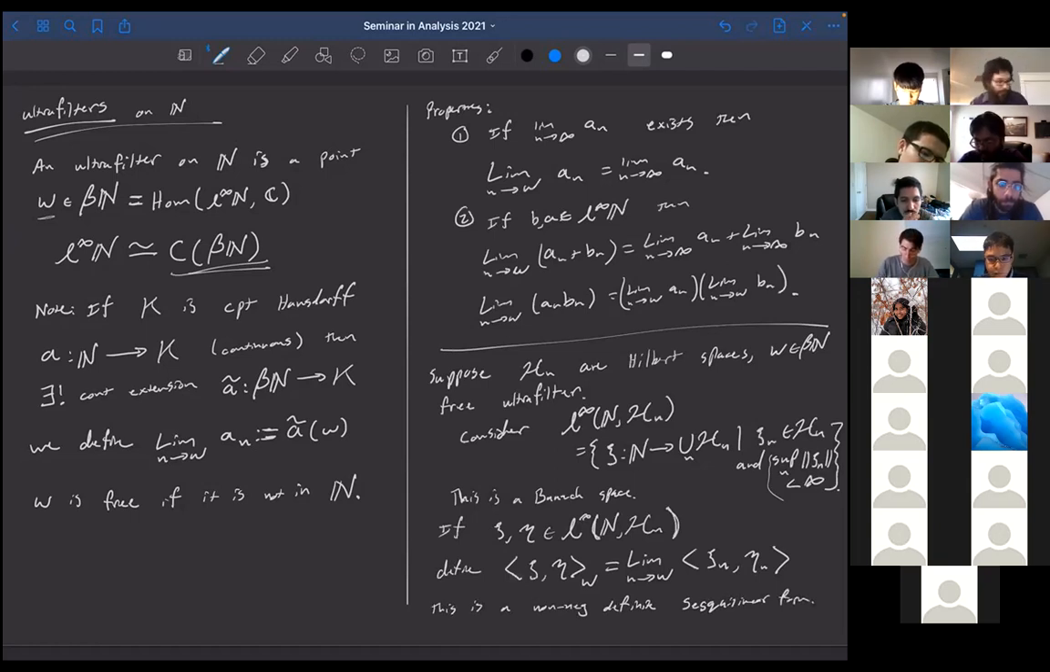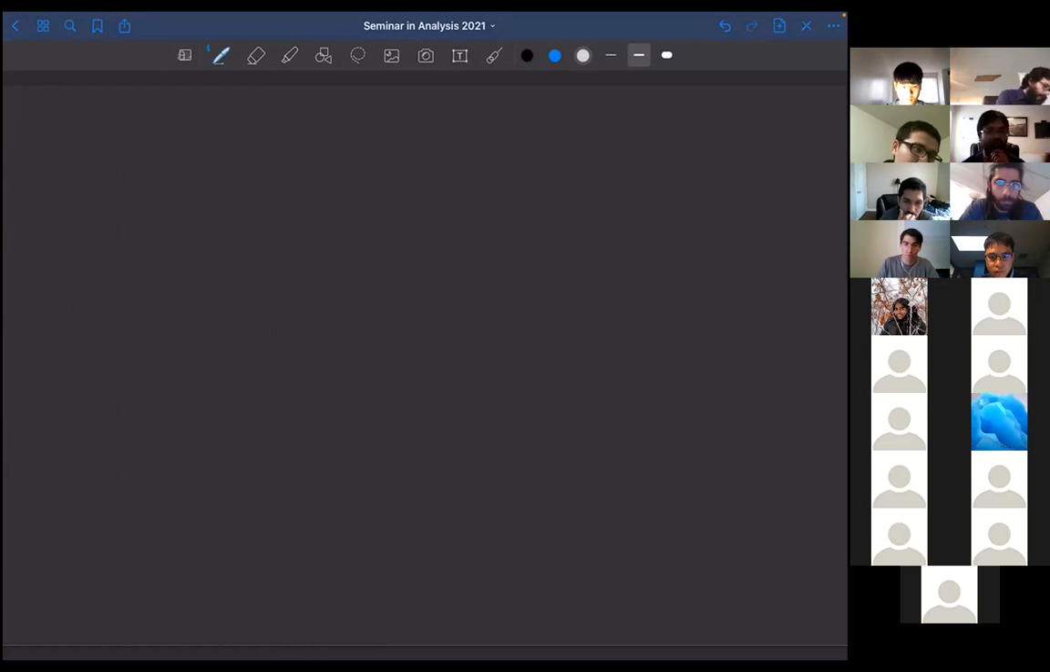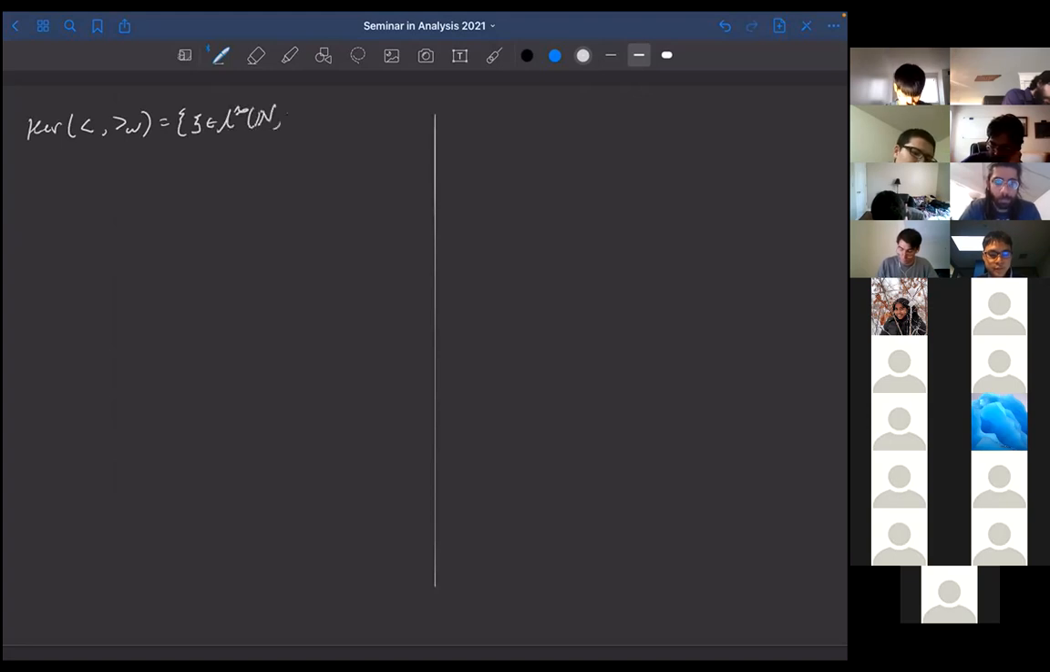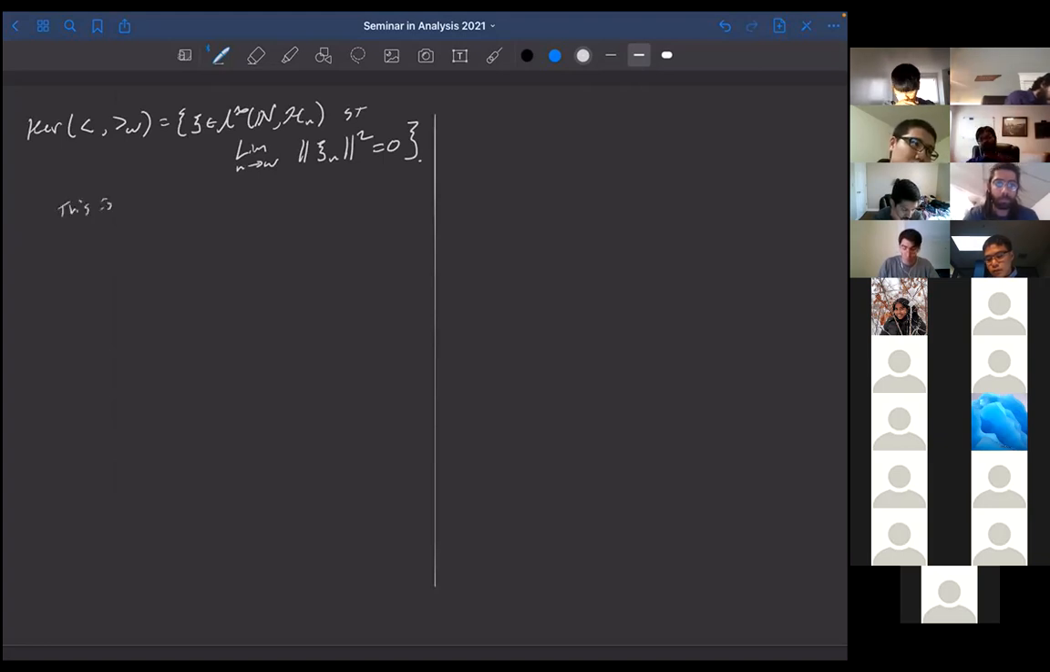But it may have a kernel. And so if we want to get a Hilbert space, we need to mod out by the kernel. So the kernel of this is the set of all ξ in this space, L infinity of natural numbers, H_n, such that the limit as n tends to omega of the norms of these is equal to zero. So that's the kernel of this. And one thing which is a pretty easy exercise to check is that this is a closed subspace.